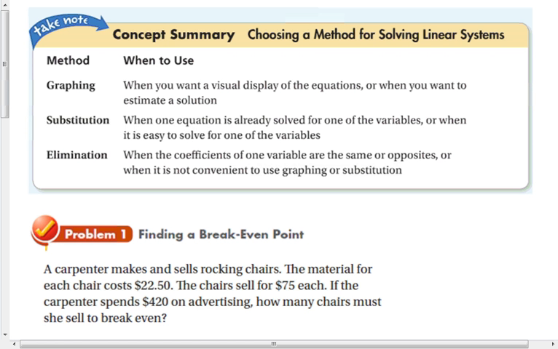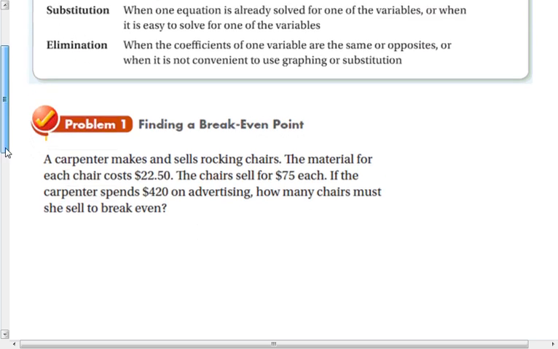All right, so we're trying to learn how to use the best method to solve a problem. And here's just a concept summary. If you just need an estimate of the solution, or you want to see something visually, then use a graph. When one of the equations is already solved for one of the variables, or when it's easy to solve for one of the variables, then go ahead and use substitution. And use elimination when the coefficients of one variable are the same or opposites, or when it's not convenient to use graphing or substitution. So here we have a problem, finding a break-even point.